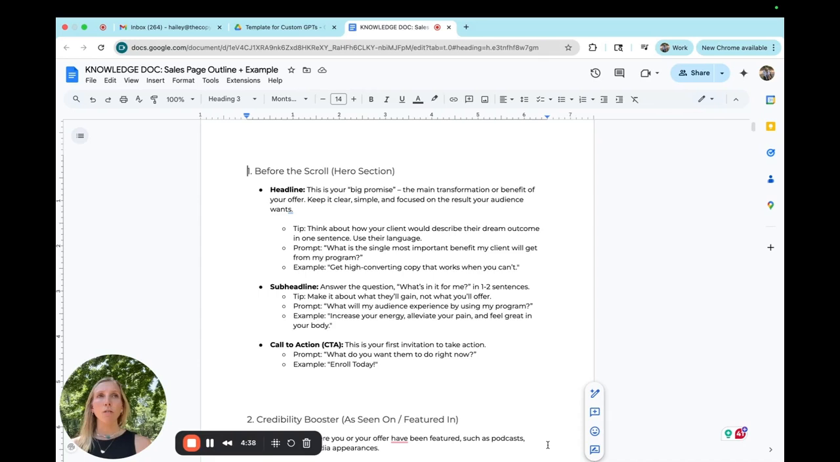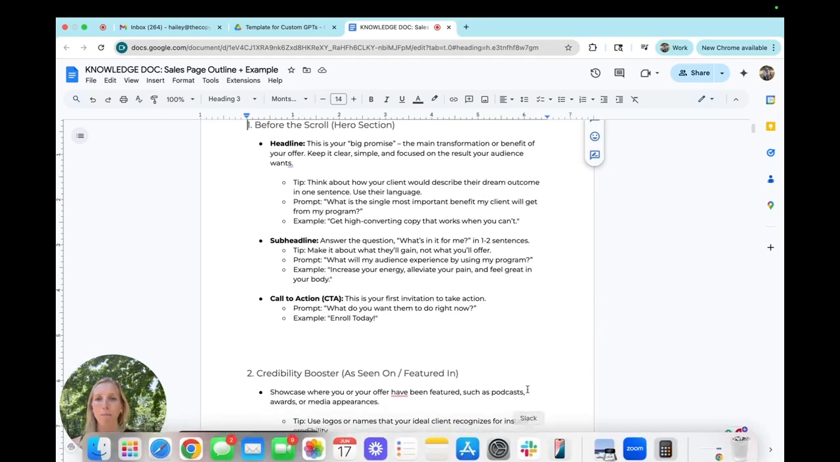Whatever it is that you do. Some people have them fill out an application if it's apply only. So it's really important you have that call to action right in the top piece. If people want to buy right away, we want to make it simple and easy for them to buy.